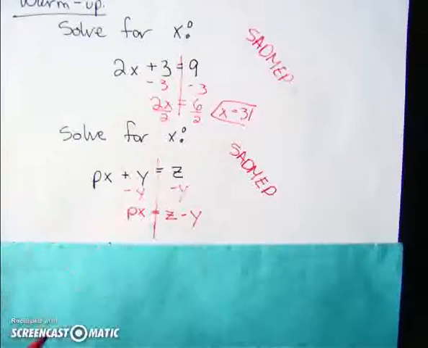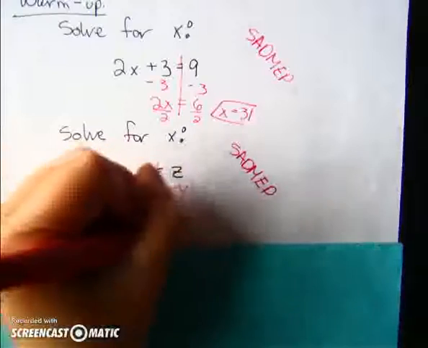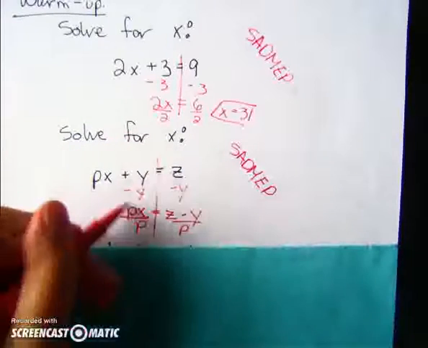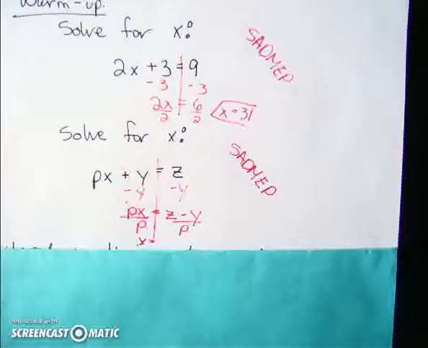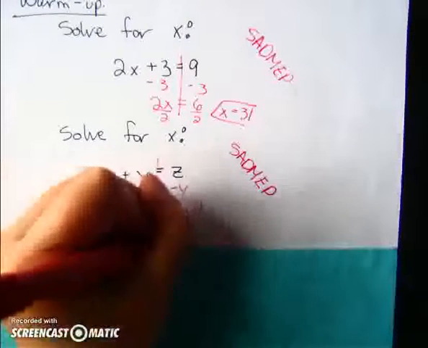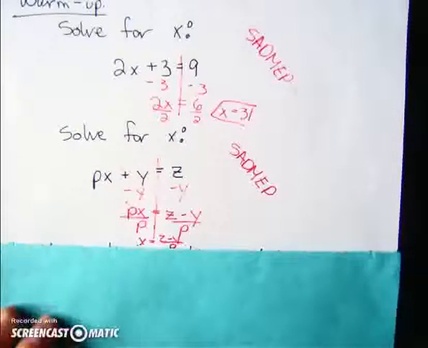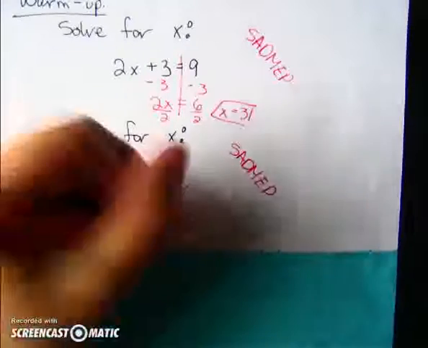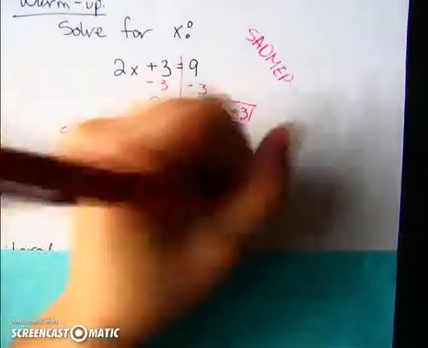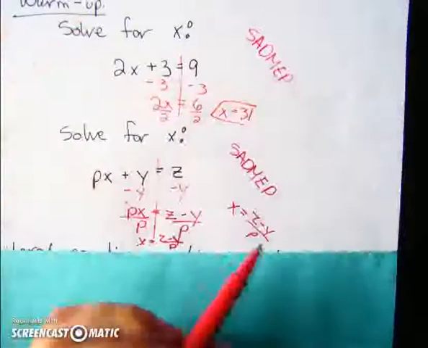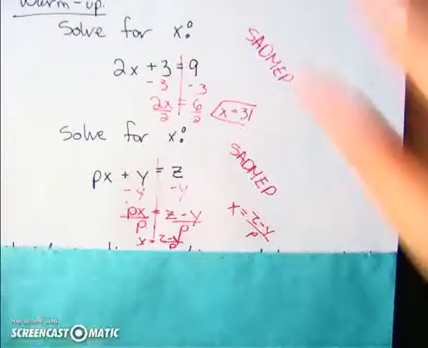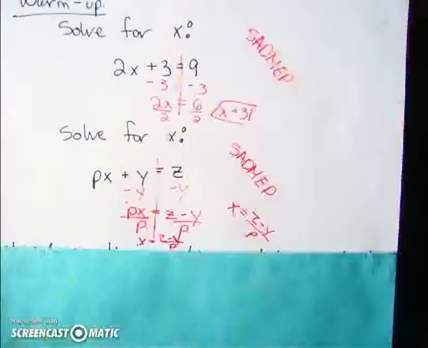Then I have to get rid of this p. Well, p and x are multiplying, so how do I undo multiplying by p? I divide both sides by p. P divided by p just leaves me with x, okay? Z minus y divided by p, I don't know what that is, so I'm just going to have to leave that as z minus y divided by p. When I solve a literal equation, let me write that over here so you can see a little better. When I solve a literal equation, notice that my answer is still a literal equation. It's still a bunch of letters.